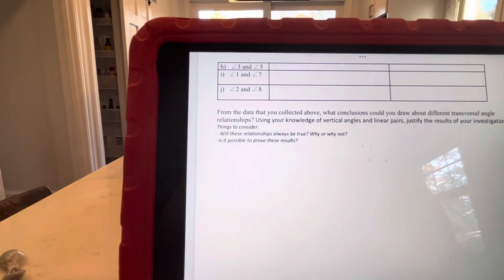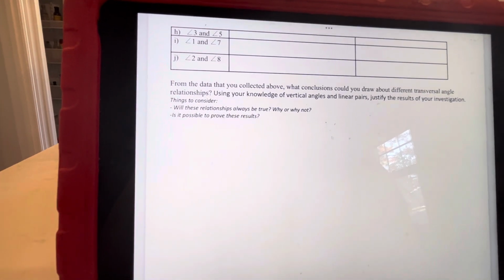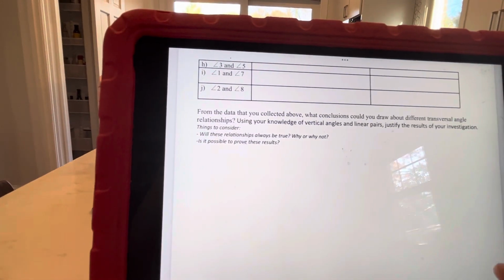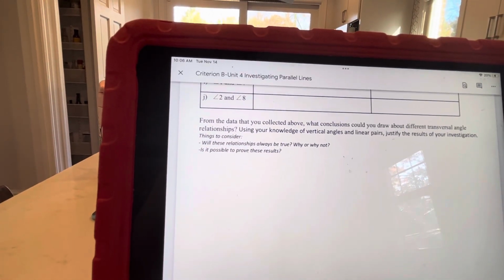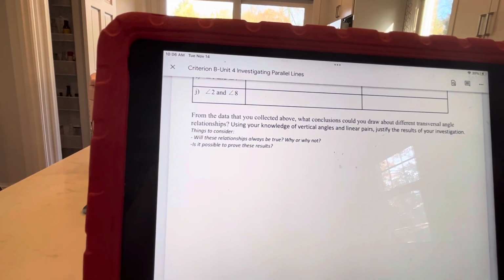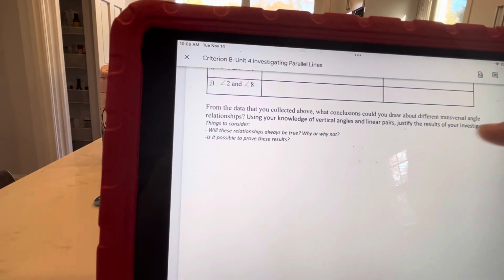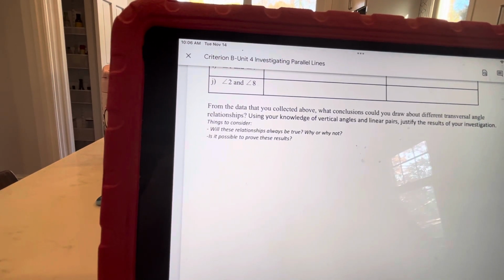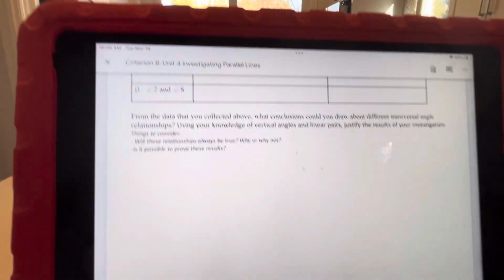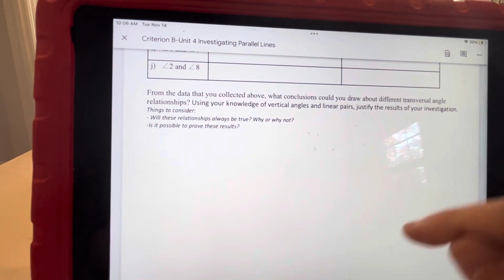And you're going to draw any conclusions based upon your findings above. So you've collected some data. What are those relationships? Can you justify the results? So this justification, that's what is really going to kind of take you into that 7, 8 kind of world. And then, will the relationships always be true?